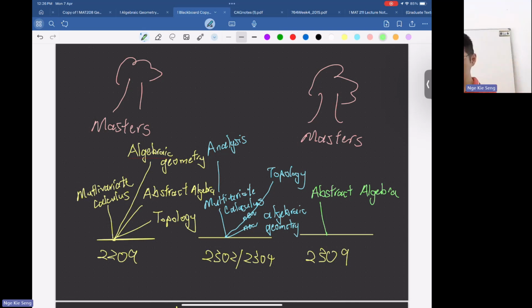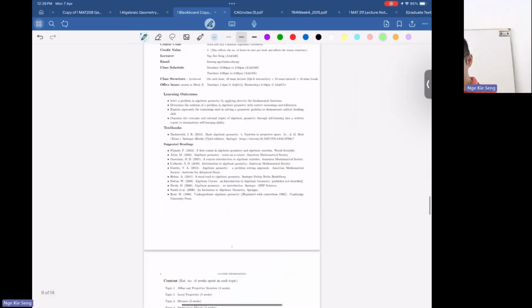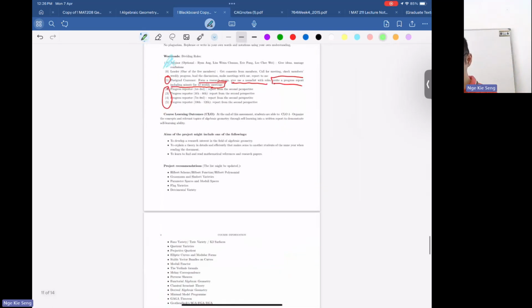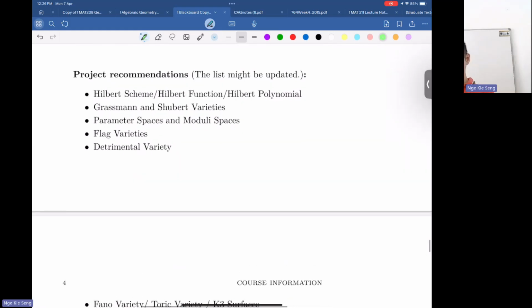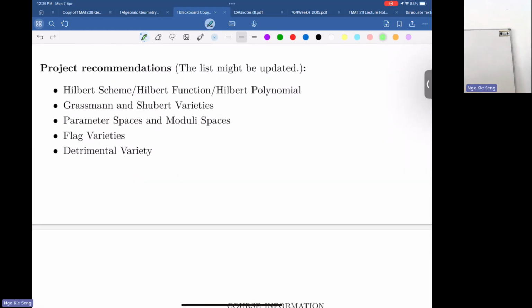So there are a lot of interesting topics you can pick here actually. I've listed a few. First is Hilbert scheme, Hilbert function, Hilbert polynomial. I can do all these together. And Grassmann and Schubert varieties. Actually, you can use linear algebra to learn some varieties, or some linear algebra is actually about varieties. And then parameter spaces and moduli spaces. Moduli spaces is actually a very hot research topic nowadays.